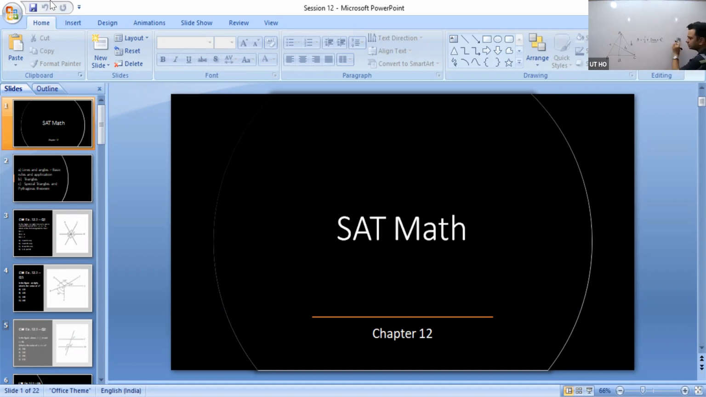So do you know, in the particular case, what is the area of an equilateral triangle? Anyone? Root 3 by 4 a square. Okay, so the area of an equilateral triangle will be root 3 by 4 a square. Okay.